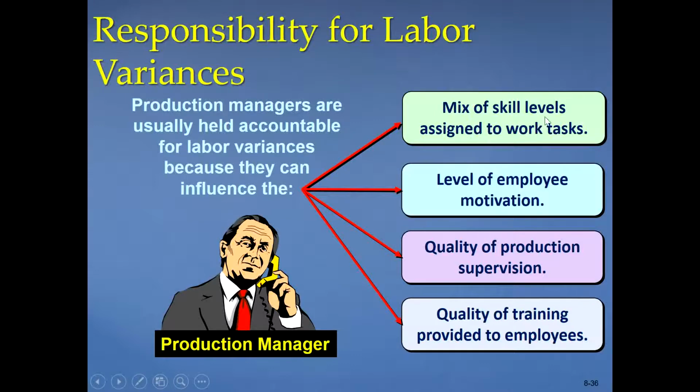Maybe he assigned inexperienced labor to certain tasks, so that's why they took more time. Or maybe the level of motivation was not high, or the quality of a production supervisor was not good, or the training provided to employees was not good. So there could be many reasons. So in management accounting, in order to evaluate the performance of the production manager, you can look at many factors, what happened to this variance, and then you can take different actions. This is the purpose of management accounting.